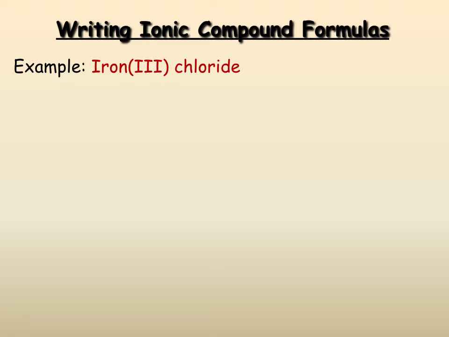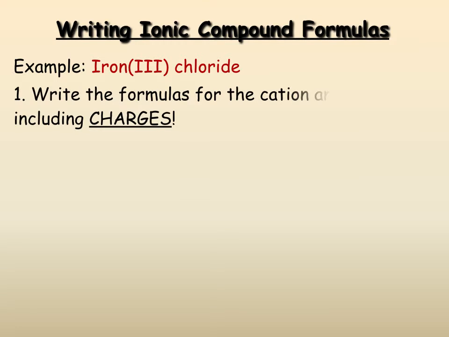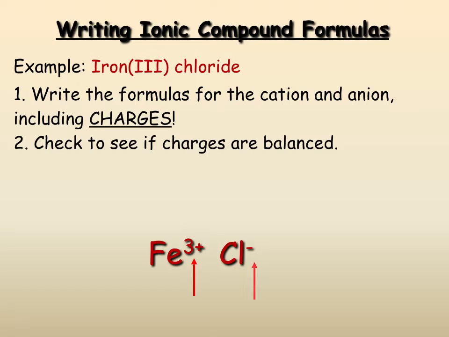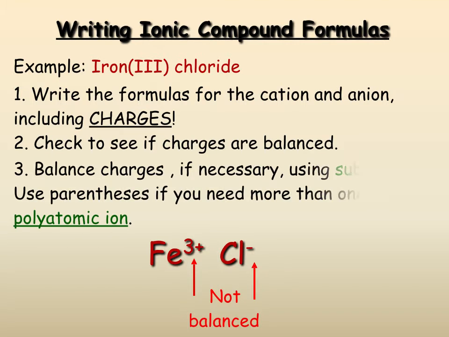Okay. Next, iron(III) chloride. Remember, if the iron has the 3 on it, it means it's the 3+ ion with chloride. Again, check to see if the charges are balanced. They are not, so we're going to use parentheses if we need to, but it's not a polyatomic ion, so we don't have to. Now, again, these are ionic compound formulas, so in an ionic compound formula, you would include the charges on the ions.